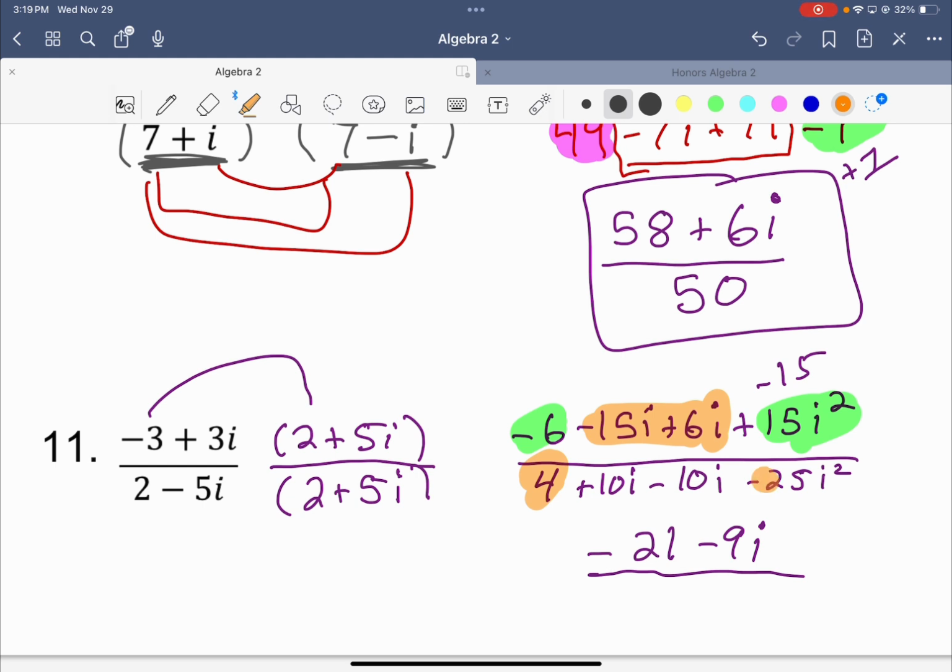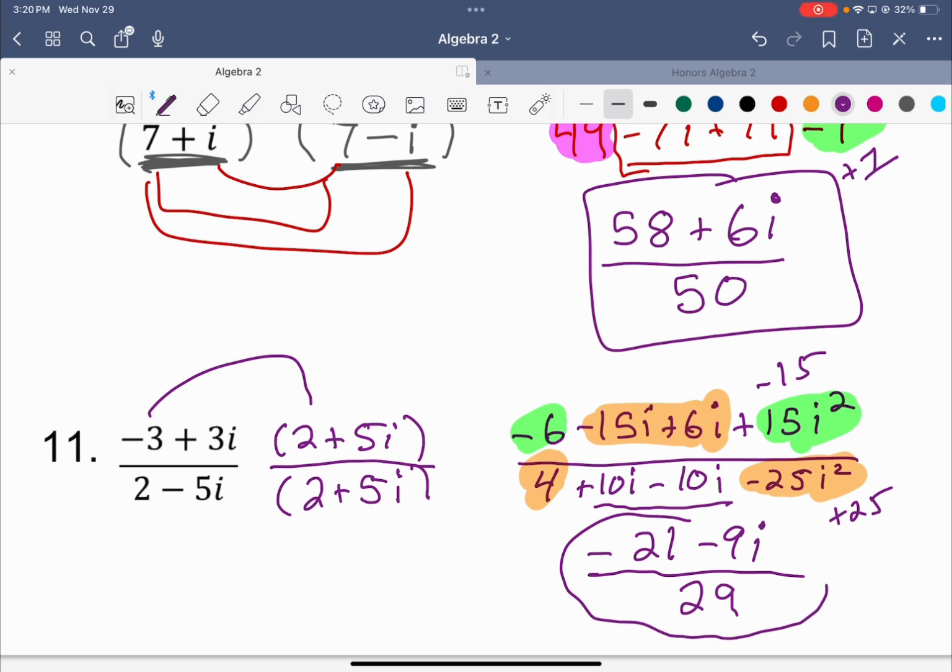We've got 4 minus 25i squared. So minus 25i squared is the same thing as 25. So 25 plus 4, 29. 10i minus 10i is nothing. There is your solution. Yay!